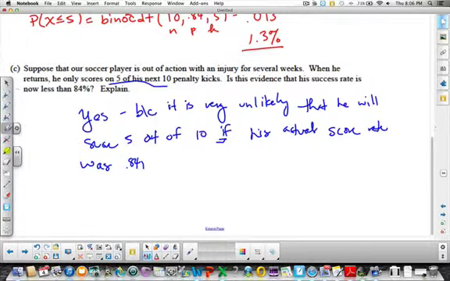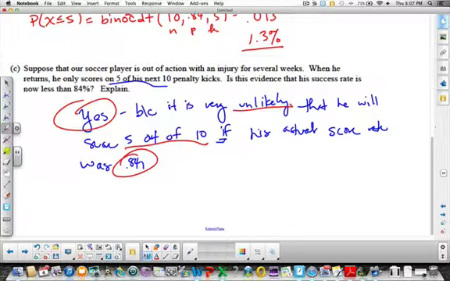So there were a couple of things I was looking for in the conclusion. The first thing was a yes vote. If you didn't have a yes vote, that was okay. You just had to really justify your no vote. So the yes vote was justified by saying it was very unlikely that he'd get the score of 5 out of 10 if his actual rate of scoring was 84%. So you kind of had to link those three things together. It's unlikely for him to get the score that he got if his percentage was what was actually claimed.